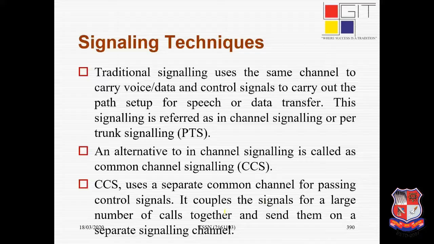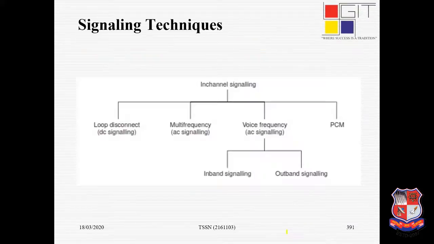Traditional signaling schemes use the same channel to carry voice and data, and control signals to carry out the path set up for speech or data transfer. This is referred to as in-channel signaling or per trunk signaling, also known as PTS. But the alternative is common channel signaling, CCS. This is the one which is nowadays more commonly and widely used. CCS uses a separate common channel for passing control signals. It couples the signals for a large number of calls together and sends them on a separate signaling channel.